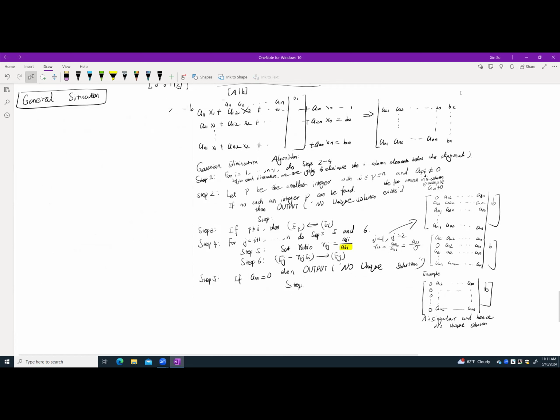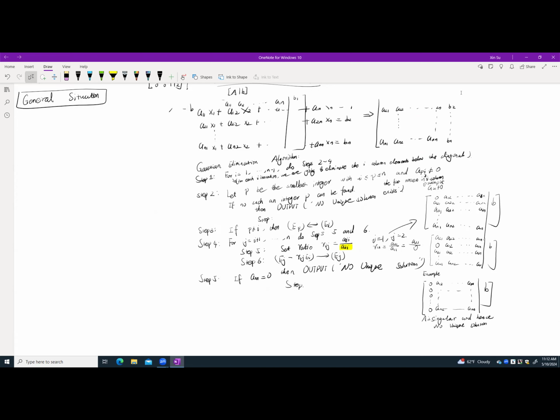I just need the Gaussian elimination part, and then I'm going to count how many operations we need here. For step 5 and step 6, that is the actual operation. For step 5, we did one division, just one division. And for step 6, how many multiplications do we need here?